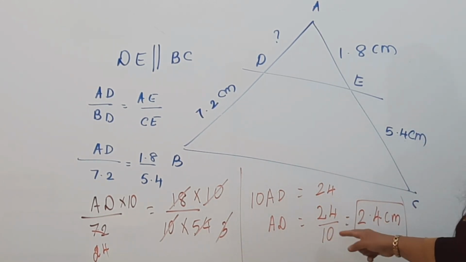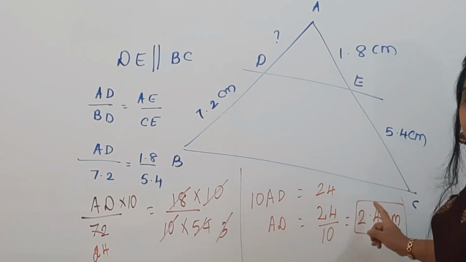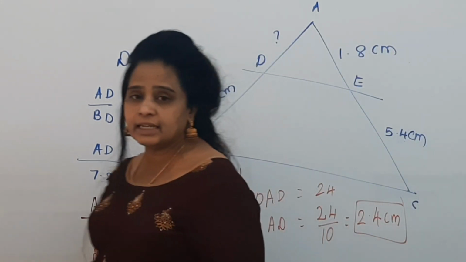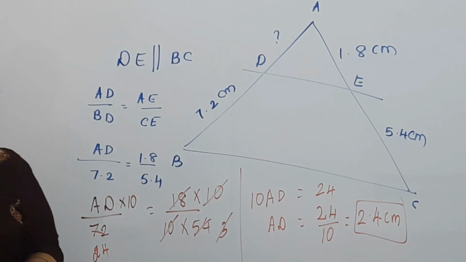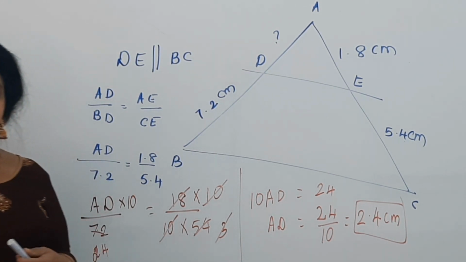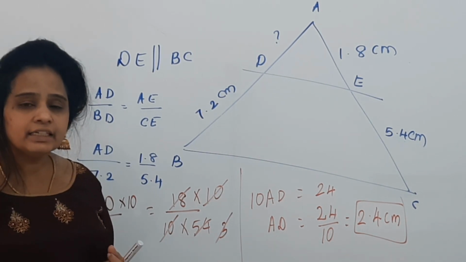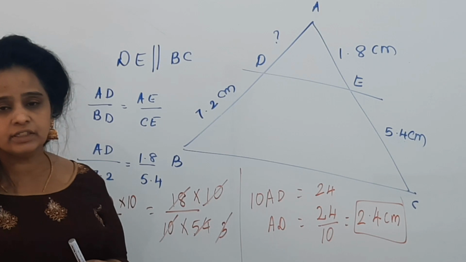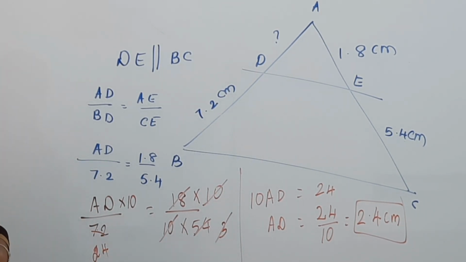Even suppose any other number is there, you have to divide and get your number, if it is possible to get your decimal number. Hope you understand this concept, how to find the sides of a triangle, where there is a line which intersects the two sides of the triangle and is parallel to the third side. So the ratio will be the same. Now we move on to the second question.